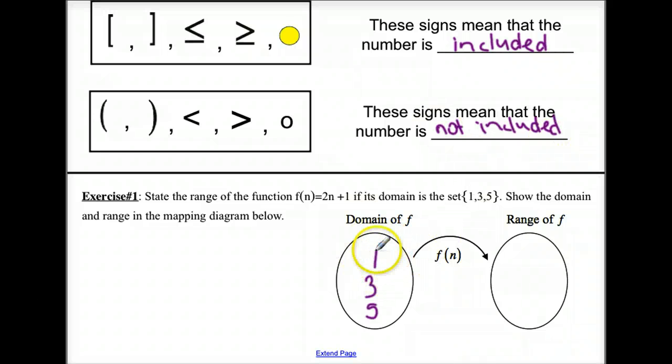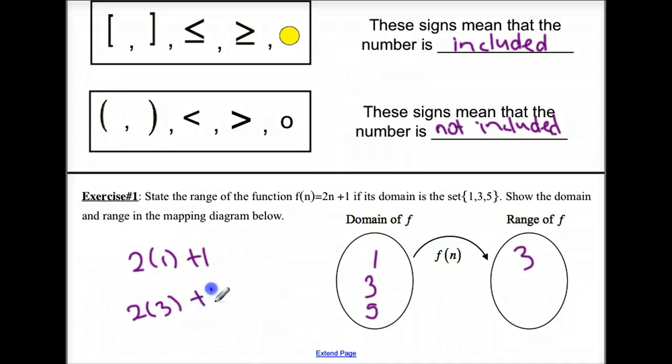So I'm going to take 1 and plug it in here. I get 2 times 1 plus 1, which gives me 3. I'm going to plug in 3: 2 times 3 plus 1 gives me 7. If I plug in 5, I will get 11.